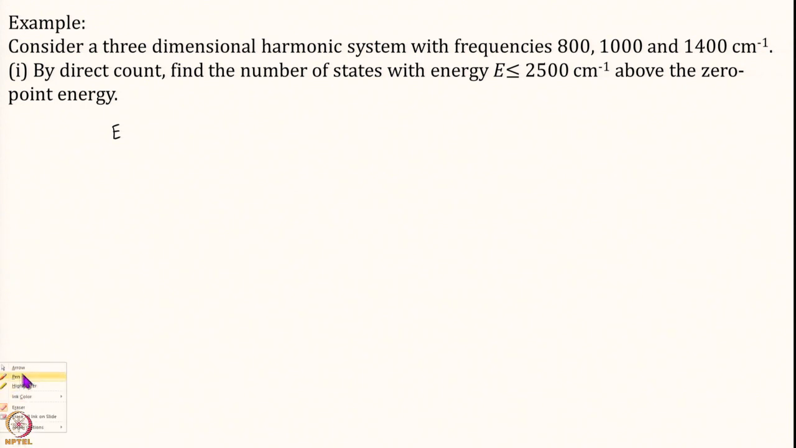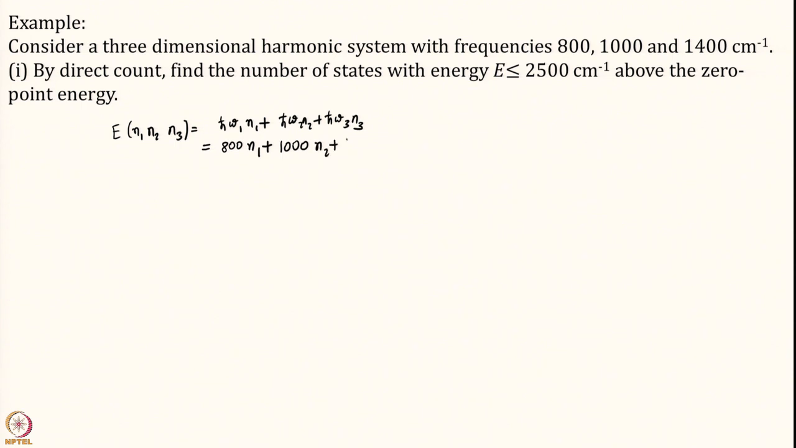So, I have 3 quantum numbers here, n1, n2, n3. This will be h bar omega 1 n1 plus h bar omega 2 n2 plus h bar omega 3 n3. I have not written plus half because that is a zero point energy. So, this is the energy above the zero point energy. Let me just put in the numbers here: 800 n1 plus 1000 n2 plus 1400 n3.